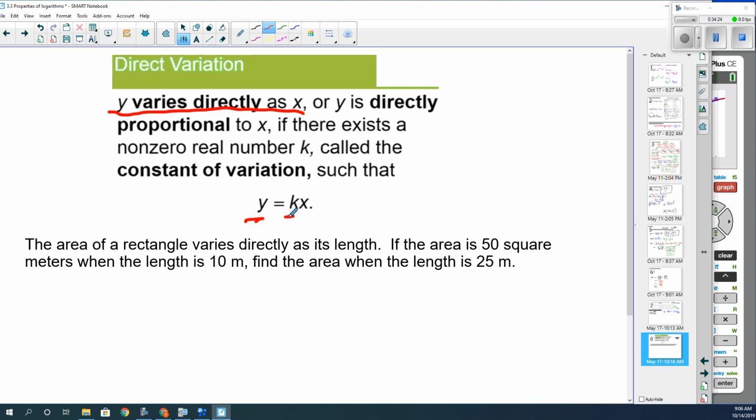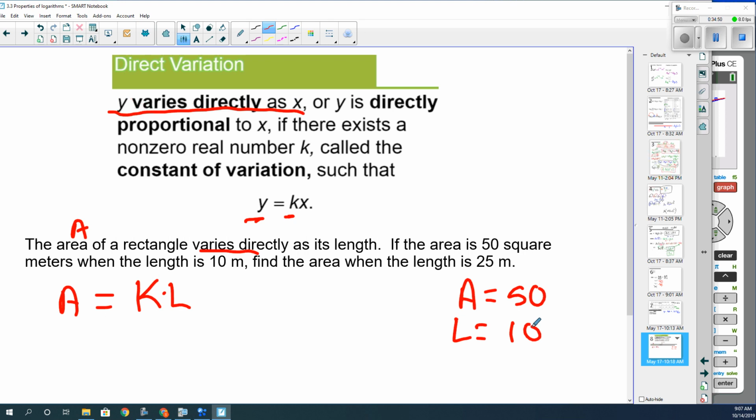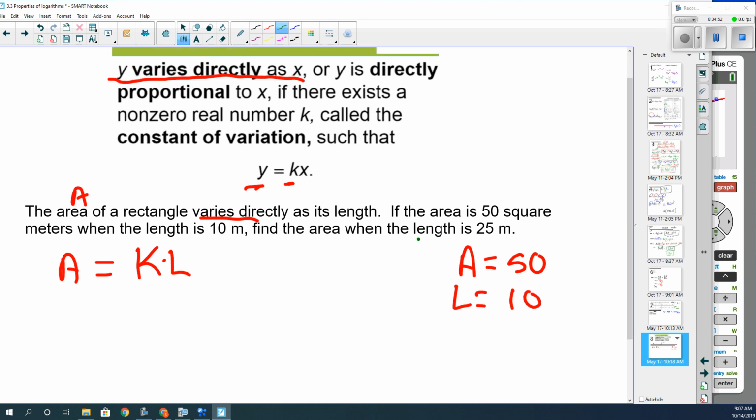Okay, so it says the area of a rectangle, so I'll let A be the area of a rectangle, varies directly, so then I say equals, it said varies directly, so I put in a k, varies directly as its length. So then I times that with the length. If the area is 50 square meters when the length is 10 meters, then find the area when the length is 25.